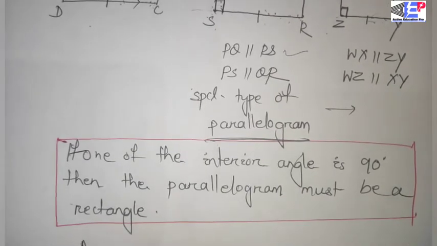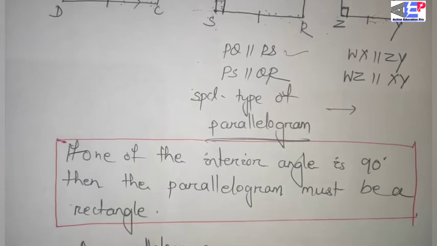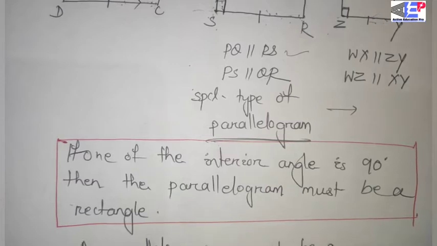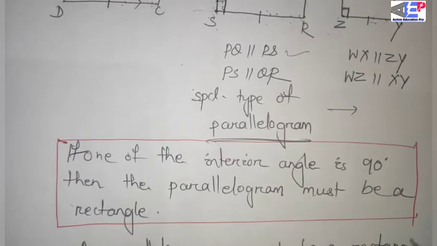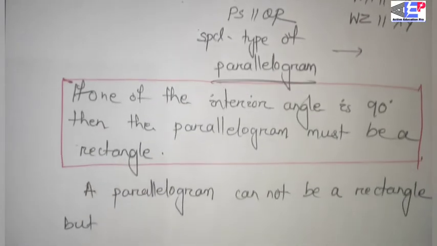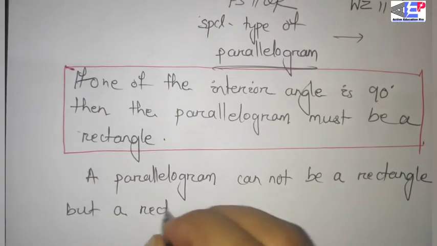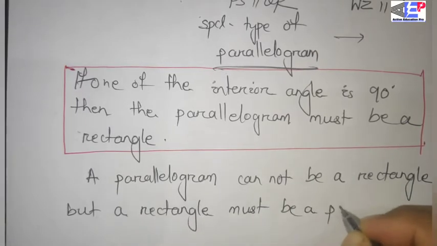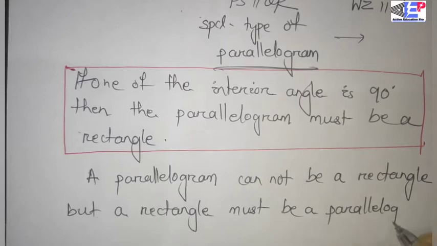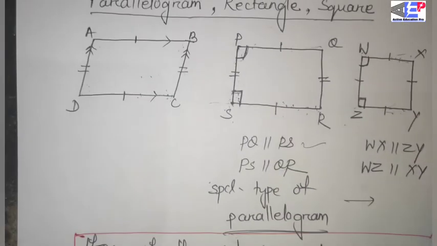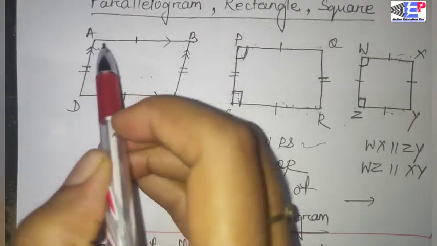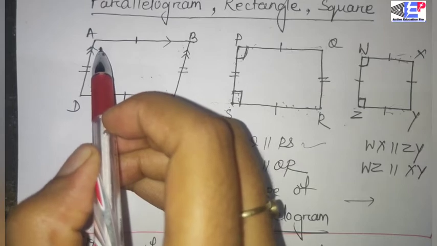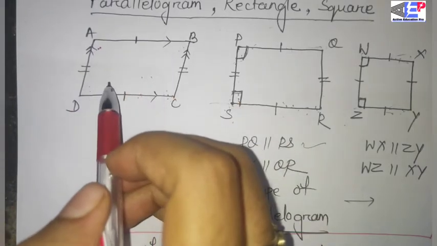So a parallelogram sometimes cannot be a rectangle, but a rectangle must be a parallelogram. Look here, if in this parallelogram this angle is 70 degrees, then it is just a parallelogram. It cannot be a rectangle.